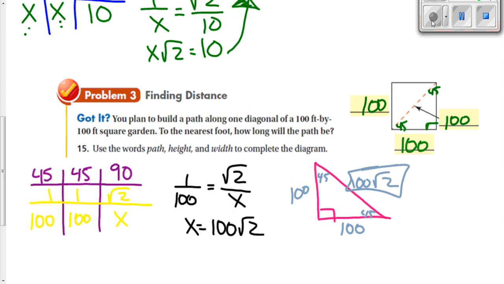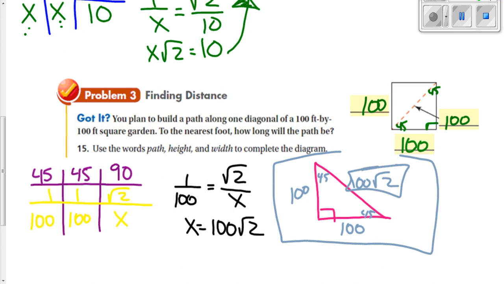Method number 1, for those of you that are ready for it, is honestly just knowing the rule. Knowing that the hypotenuse is the leg times radical 2. So since the leg here is 100, it's just 100 times radical 2. So if you remember that fact and that's easy for you to see, you can get right to your answer. It's actually less work, but you have to remember the hypotenuse is the leg times radical 2.